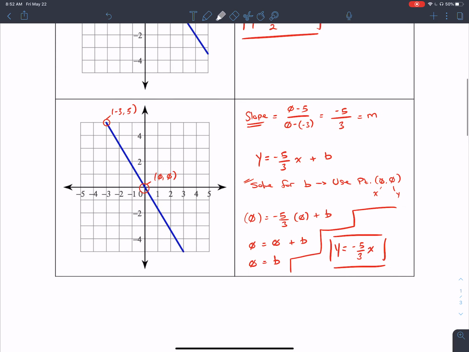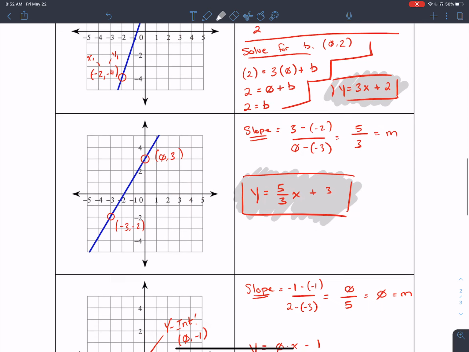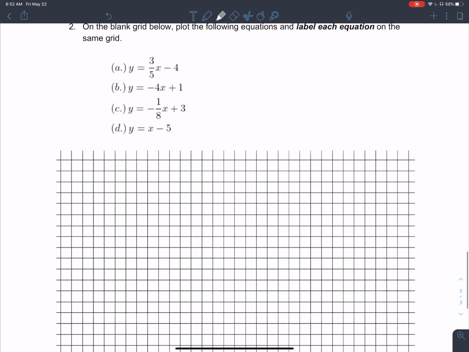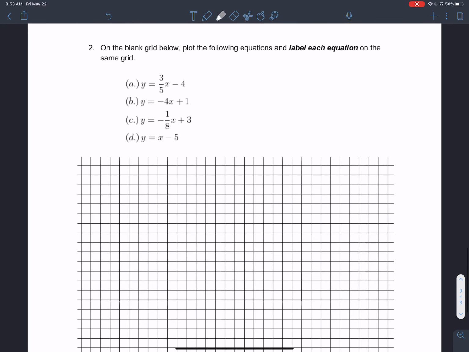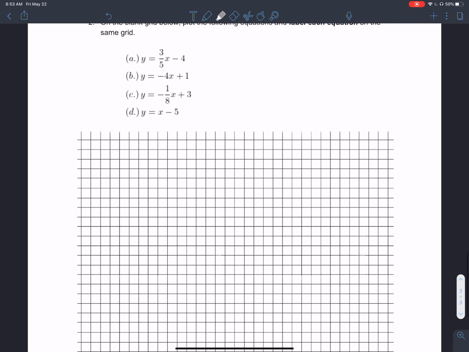Make them obvious where they all are, and then we'll move on to the last question. Okay. So in this question, we're asked to plot 4 different lines on the same grid. And we have a bunch of different lines here, and we just need to plot and label each one.